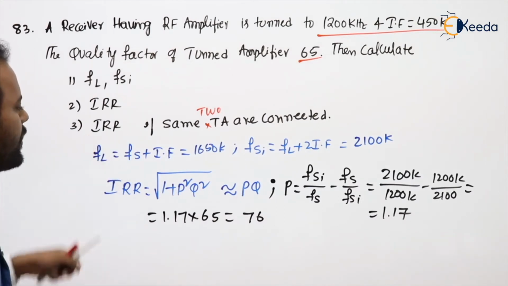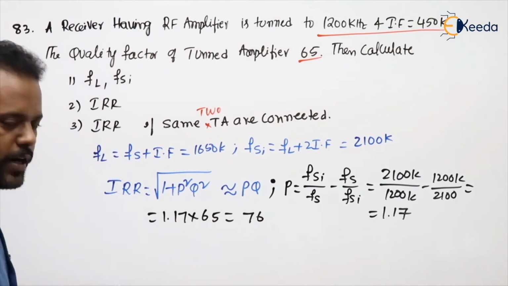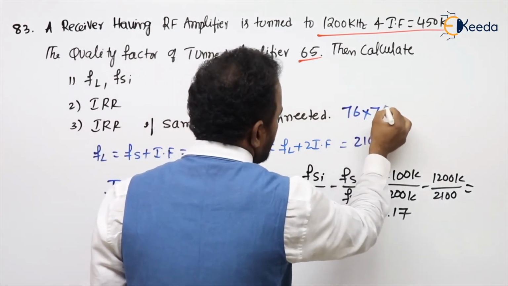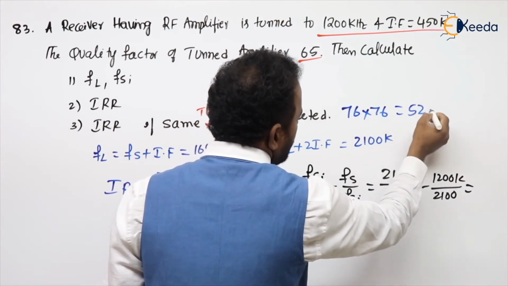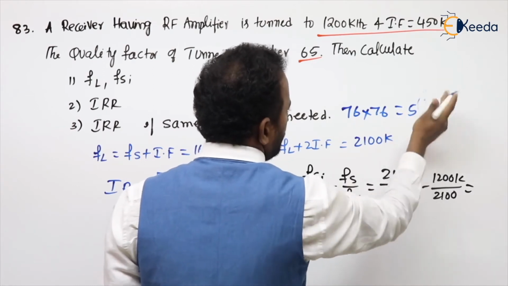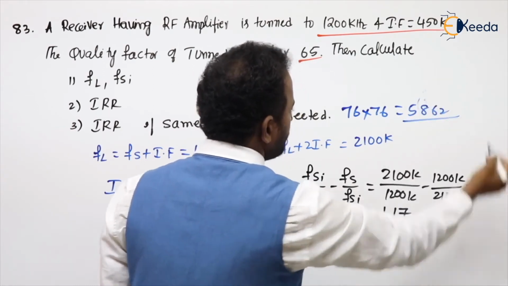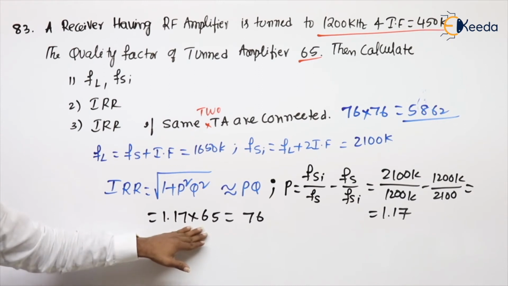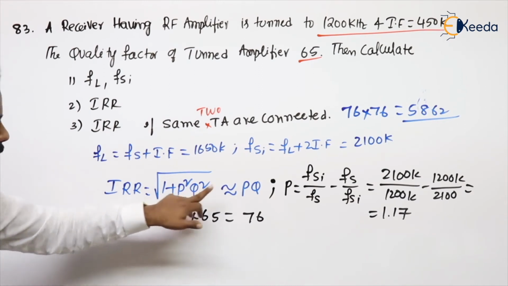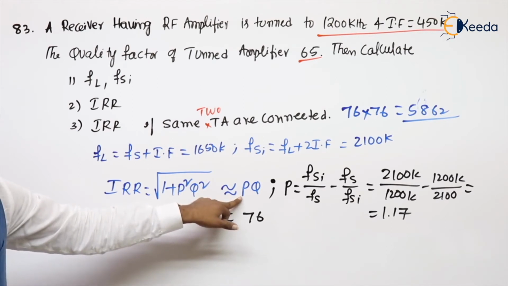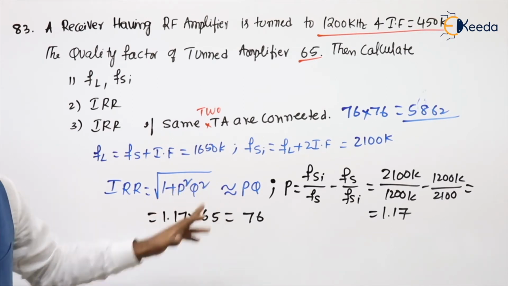If two tuned amplifiers are connected in cascade, then what is the overall IRR value? Overall IRR value is the multiplication of their individual IRR values. 5862 I think will come. 5862 point something will come. If n are connected in cascade, it is the multiplication of their individual values only. This you can approximate to PQ, no problem. If it comes in the conventional, then use the calculator. In objective, directly you can go like that.